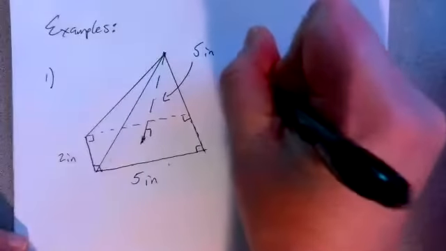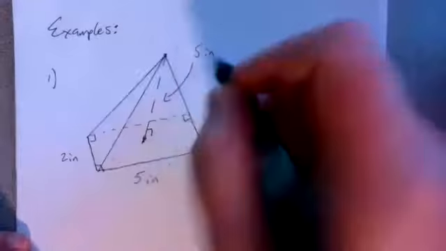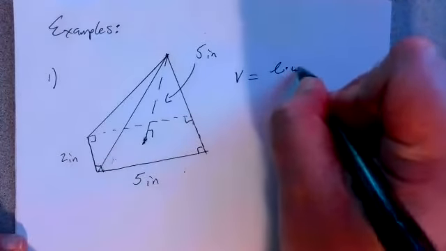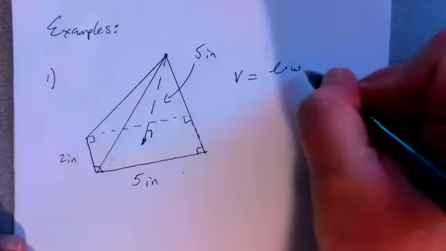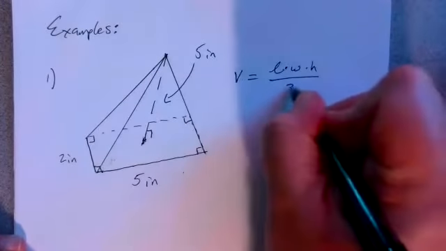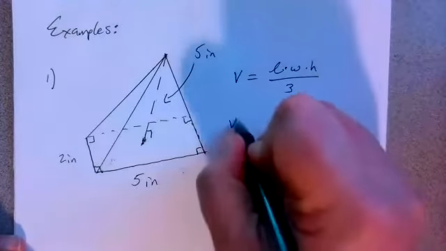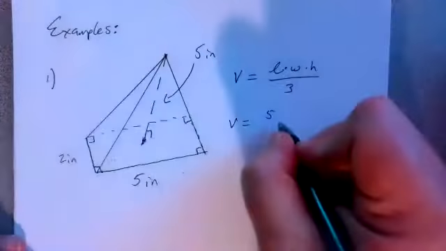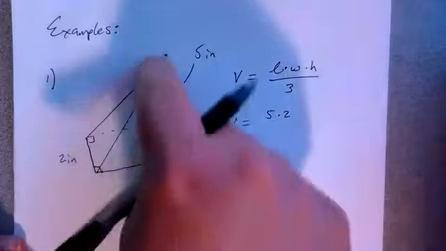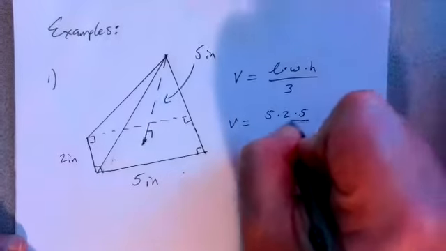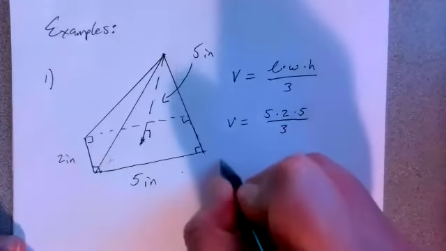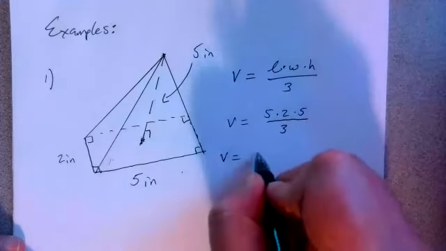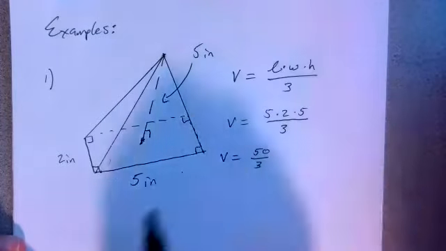So the volume for this guy, the area of the base is going to be length times width. So we're going to have a length times a width times the height, all divided by 3. Okay? So our volume here, length is going to be 5 inches. Width is going to be 2 inches. The height here is 5 inches. All of that divided by 3. So our volume is, let's see, 5 times 2 is 10. 10 times 5, so that's going to be 50 divided by 3.